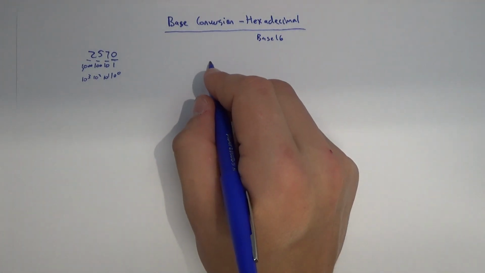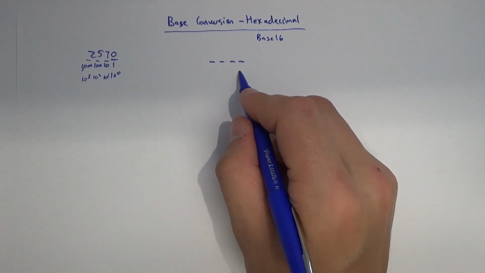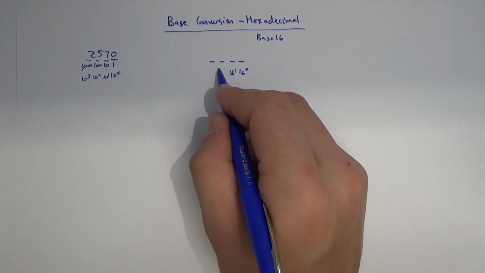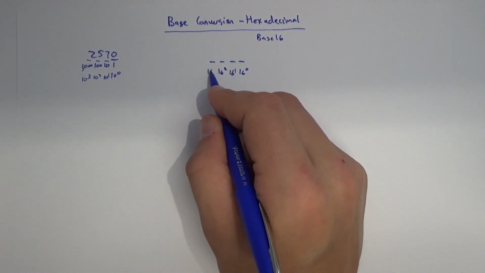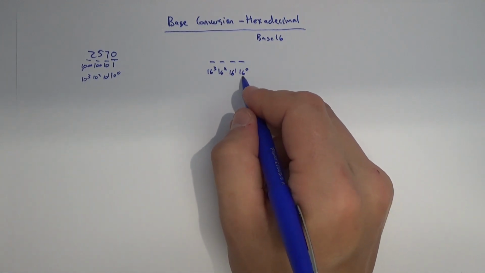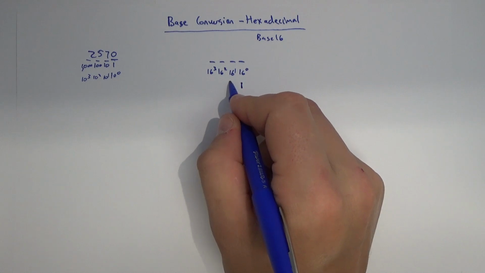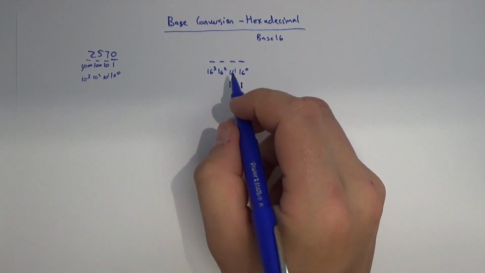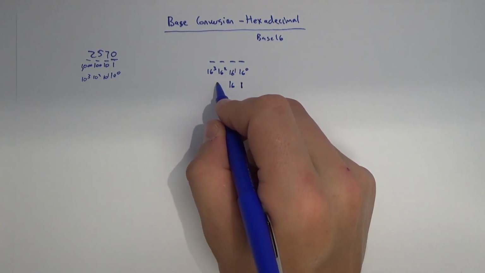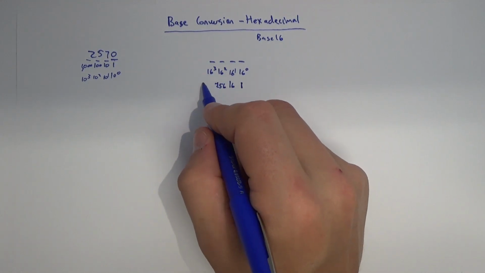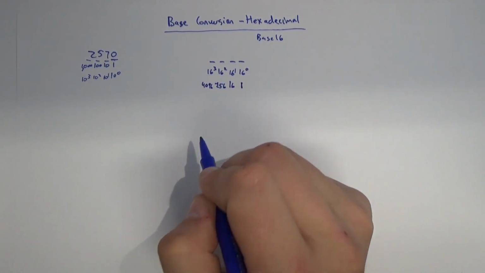So if I have 4 place values, for example, I would have 16 to the 0, 16 to the 1, 16 squared, and 16 cubed. 16 to the 0, anything to the 0 power is going to be 1. 16 to the first is 16. 16 squared is 256, and 16 cubed is 4096.